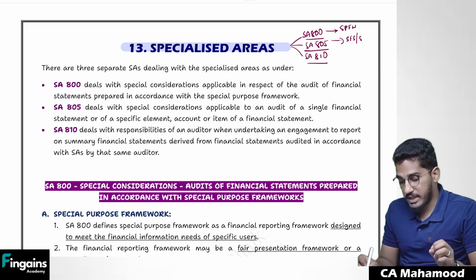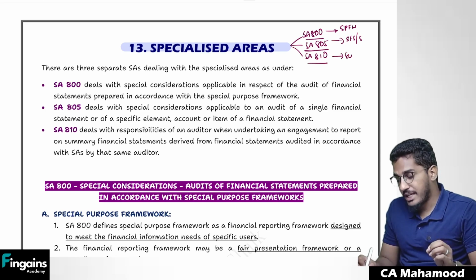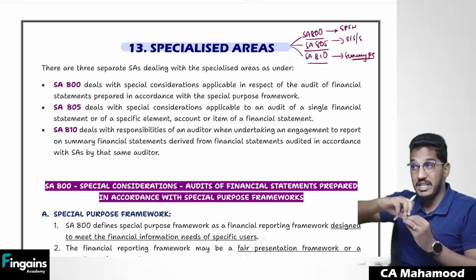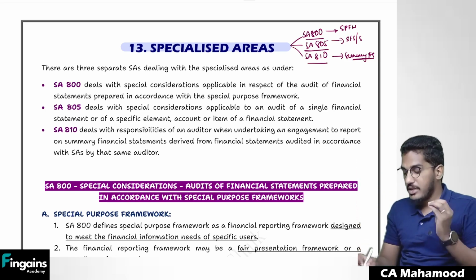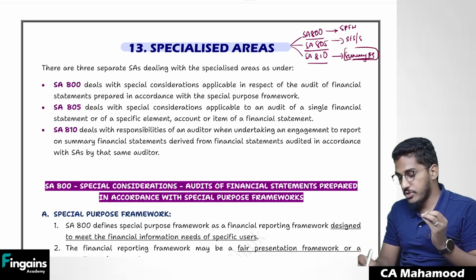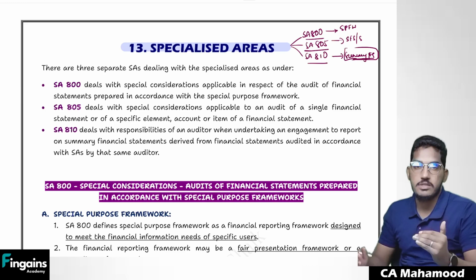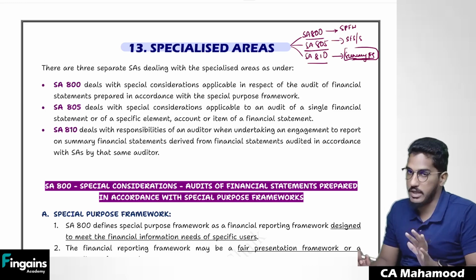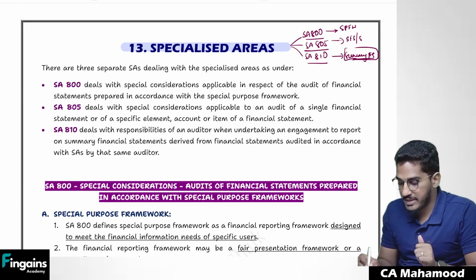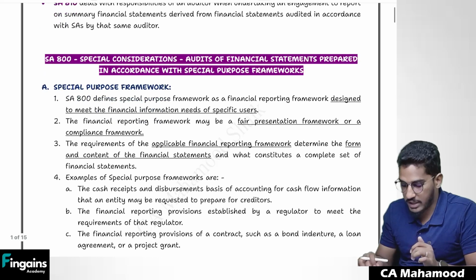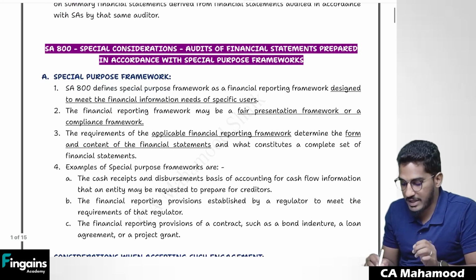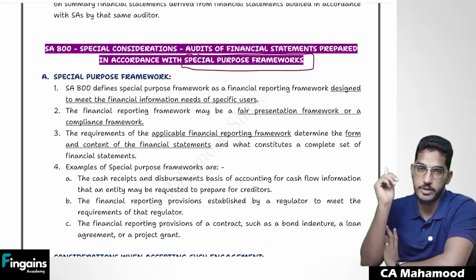Then coming to SA 810, this standard is going to talk about the case where the client is calling you to conduct the audit of the summary financial statements which are derived from the main financial statements, then how you are supposed to do the engagement, when you should accept, when you should not accept, what considerations you have to keep in mind. So all these things we are going to revise now. So first I will be taking up SA 800 for our revision, which is talking about special considerations while conducting audit of financial statements prepared in accordance with special purpose framework.